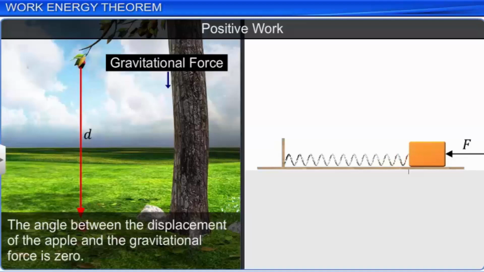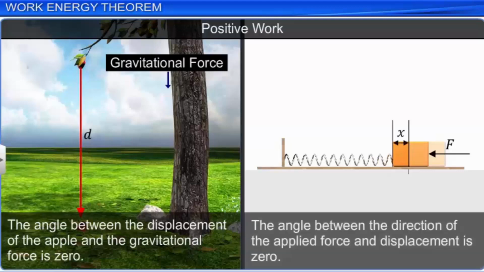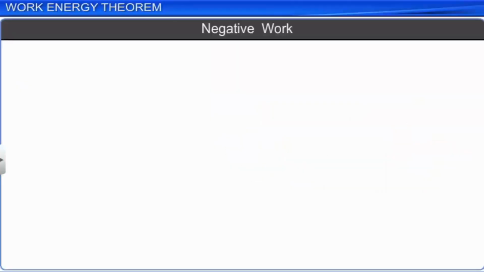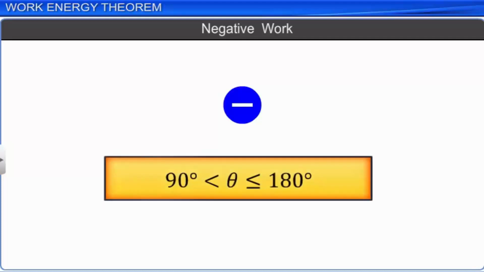Similarly, when a spring is compressed, the work done by the compressing force is positive. In this case too, the angle between the direction of the applied force and displacement, which is the compression of the spring, is 0. The work done by a force is negative when the angle between force and displacement is obtuse, that is, greater than 90 degrees and less than or equal to 180 degrees.